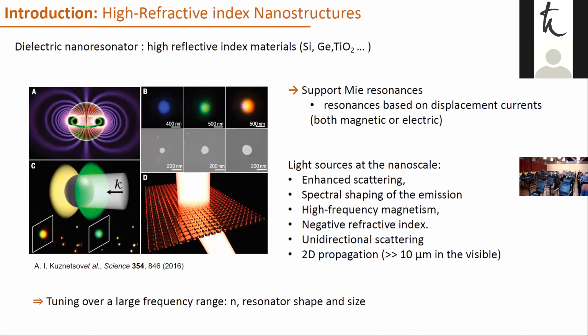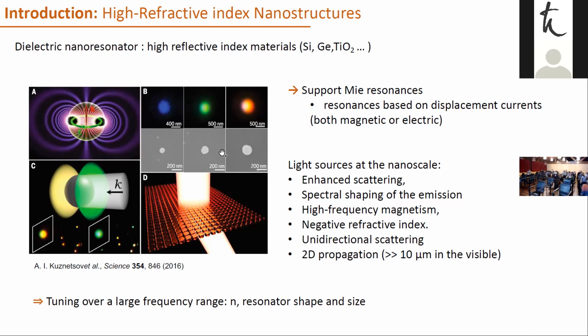So these resonances are based on displacement current. If you have a rotating electric field in your particle, you will have a magnetic dipole that will appear. And if you have a rotating magnetic field, you will have an electric dipole in your system. This type of structure has been shown to strongly enhance light scattering, to be able to shape the emission of the light.